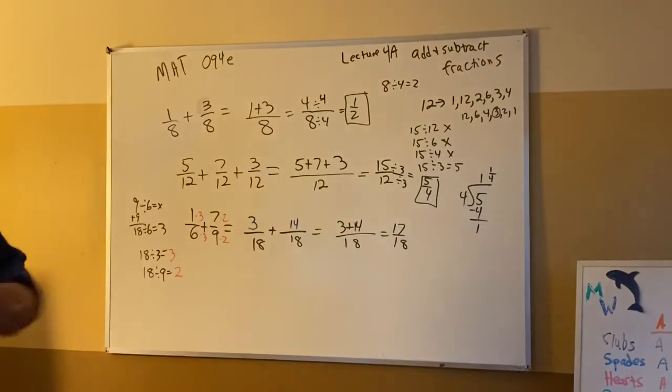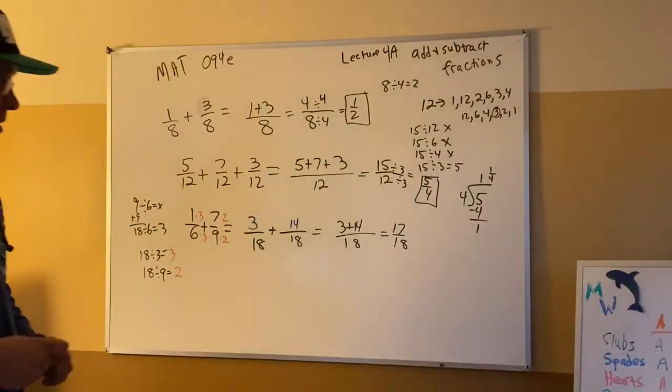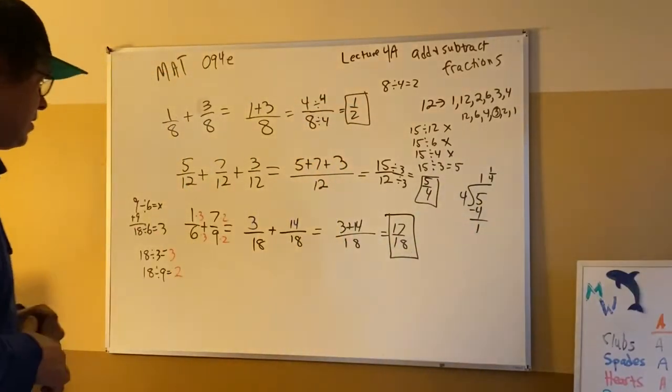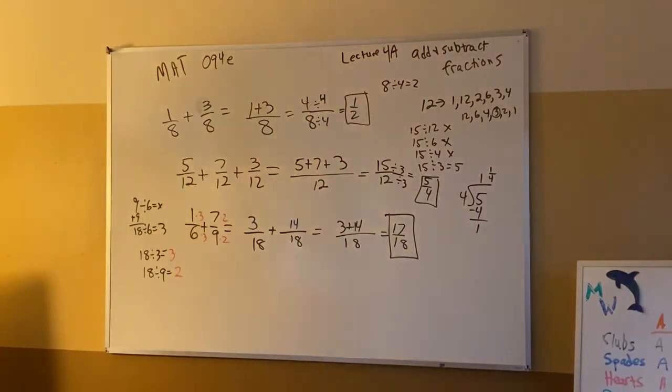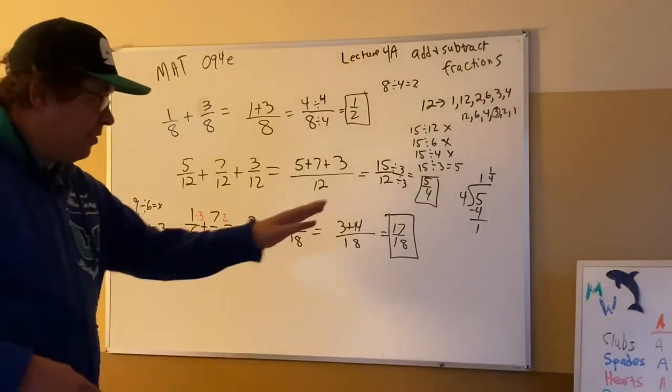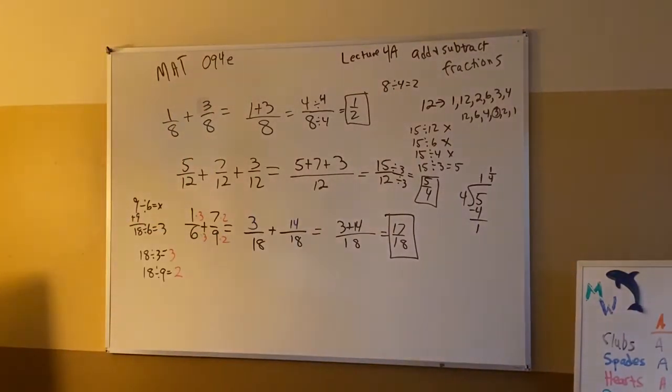17 is smaller, it's a prime number. 18 doesn't divide evenly by 17, and dividing by 1 doesn't help. We're done. It's 17 over 18. We tried. We didn't try and fail. We tried and it wasn't possible to reduce the 17 over 18.